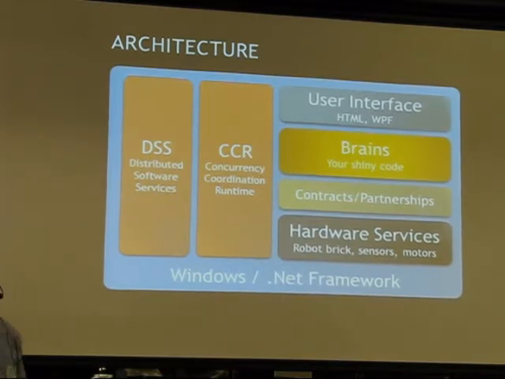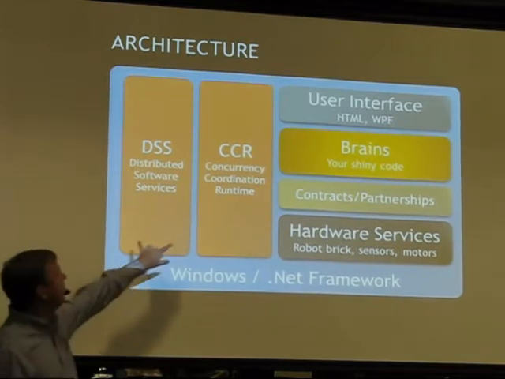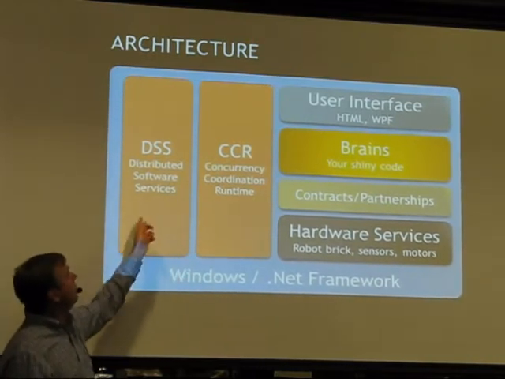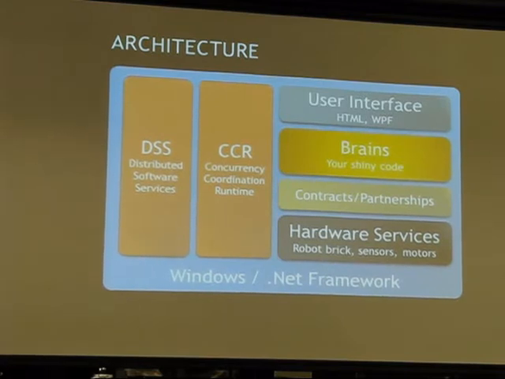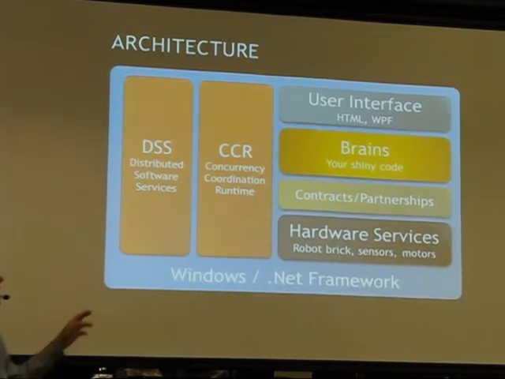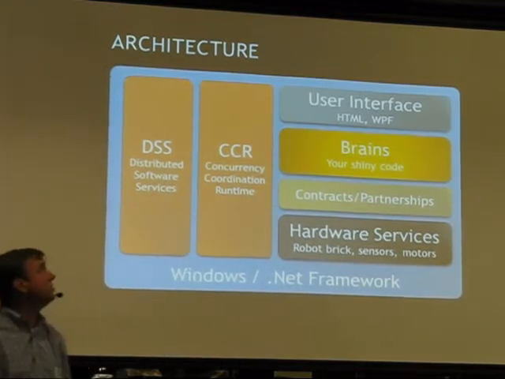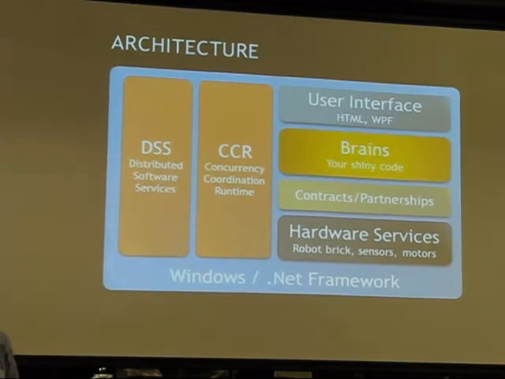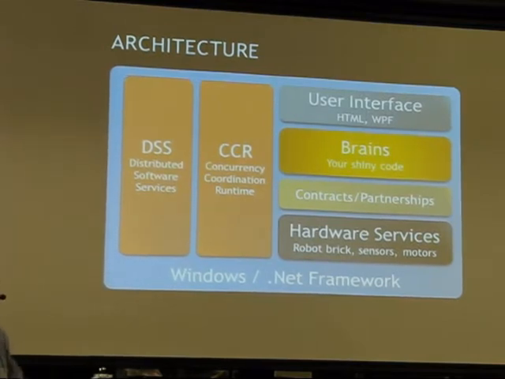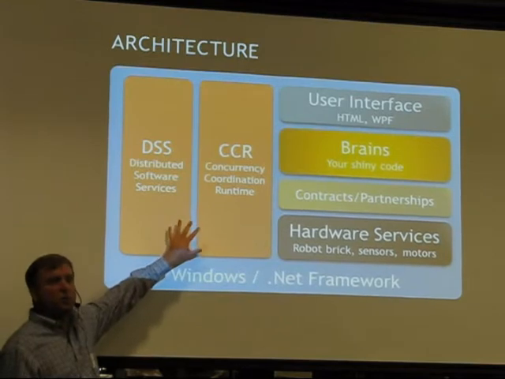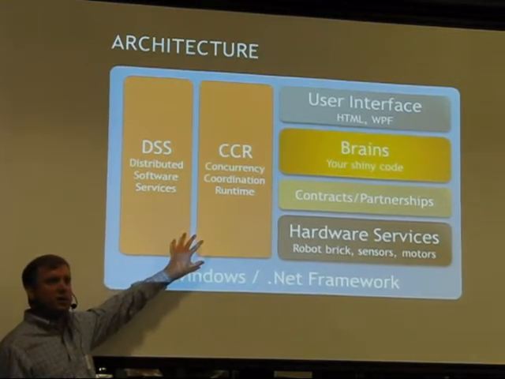The meat of the Robotics Development Studio, the technology, are these two orange bars that I've got over here. One is called DSS, Distributed Software Services. I'm going to spend a little bit of time talking about that. The other is CCR, the Concurrency and Coordination Runtime. I'll talk a little bit more about that, but everything is running on top of these two pieces of technology.